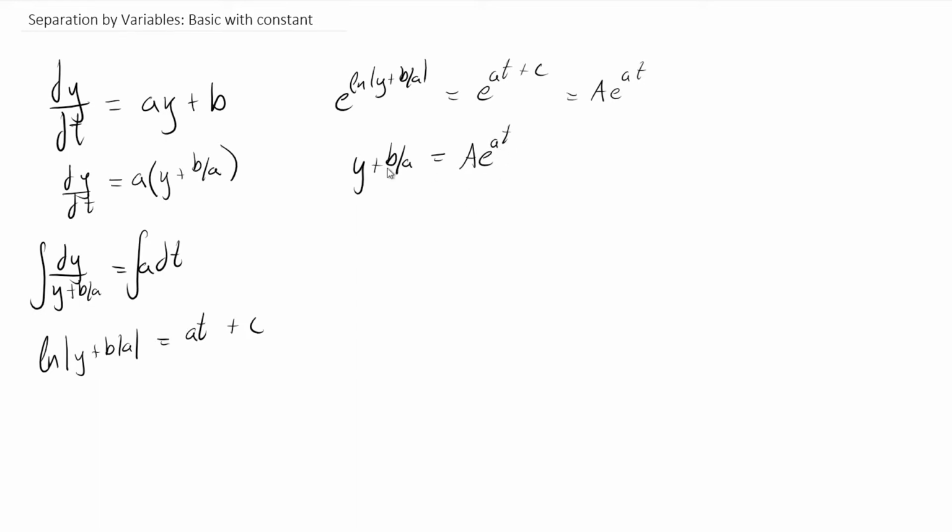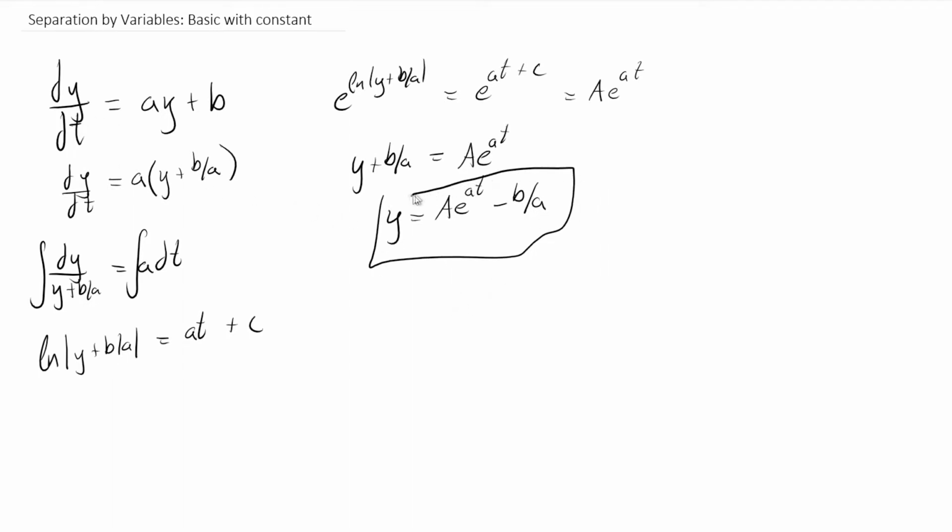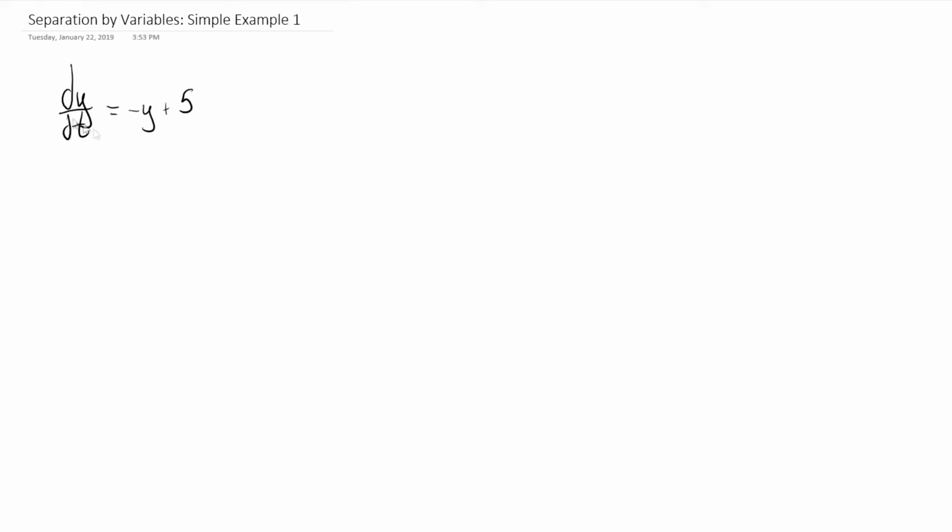So then we're going to get y plus b/a is equal to A e to the a t. And we're going to move b/a over. So we're going to get y equal to A e to the a t minus b/a. And that's going to be your solution for this problem. So now let's do a basic one: dy/dt is equal to negative y plus 5.